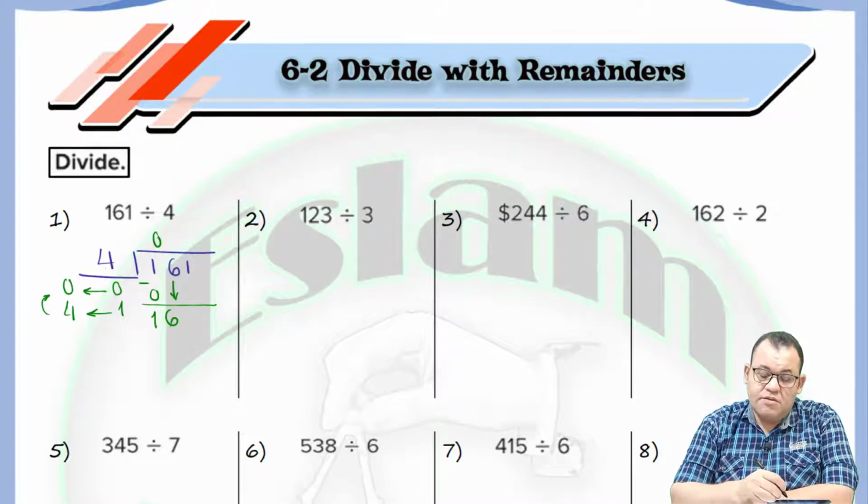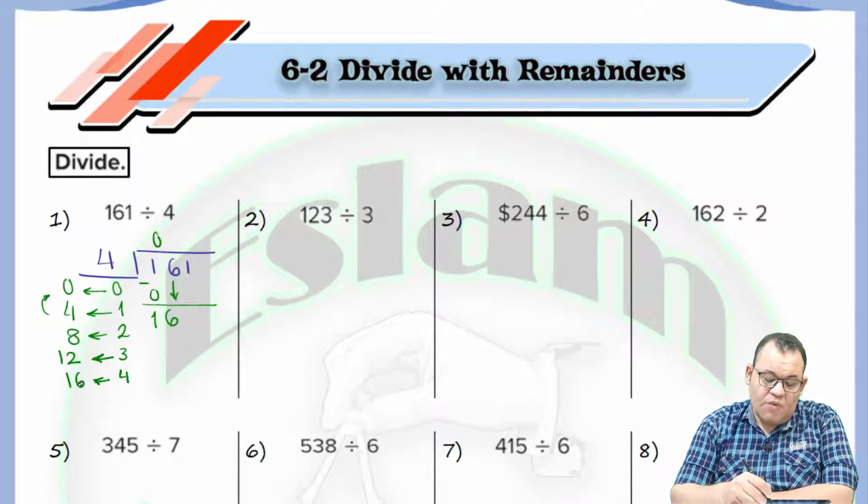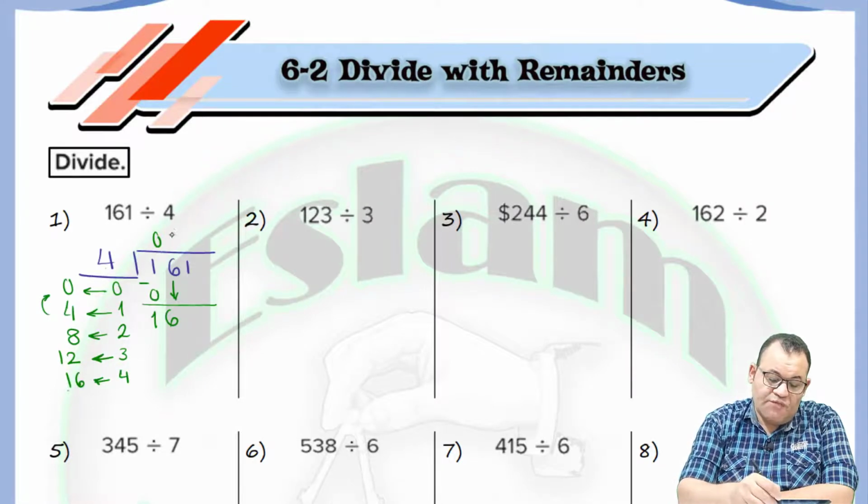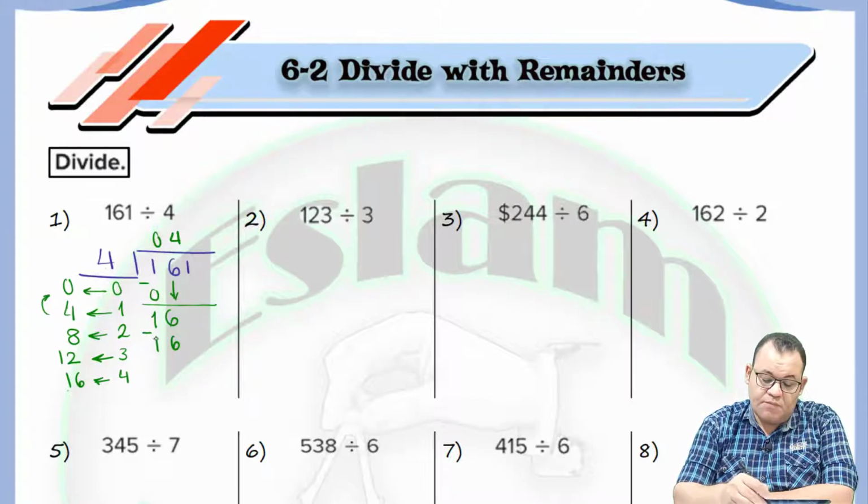Now we have 16. 16 divided by 4. I need a number that, multiplied by 4, equals 16 or is close to 16. We will make the timetable now. 2 multiplied by 4 equals 8. 3 multiplied by 4 equals 12. 4 times 4 equals 16. Now we find 16, so I will write 4 up and 16 down, because 4 multiplied by 4 equals 16. Once you write two numbers under each other, you can subtract. 16 minus 16 equals 0. Now we bring down the next number, which is 1.